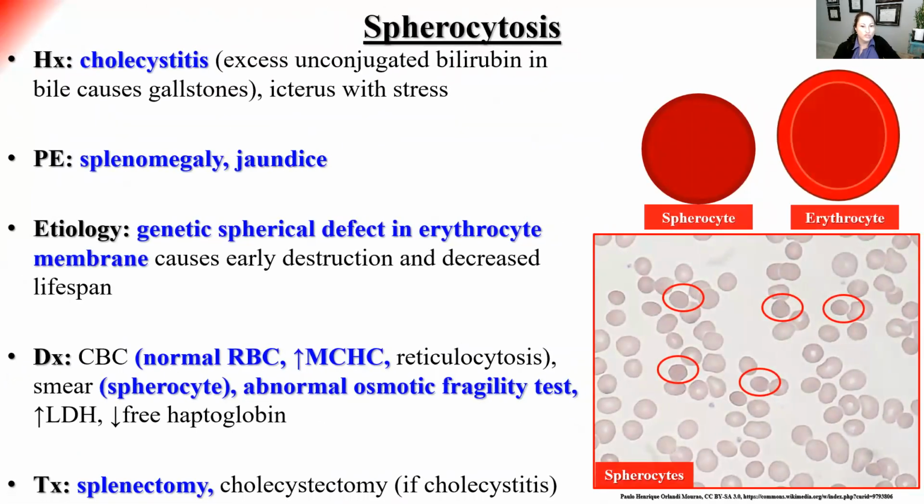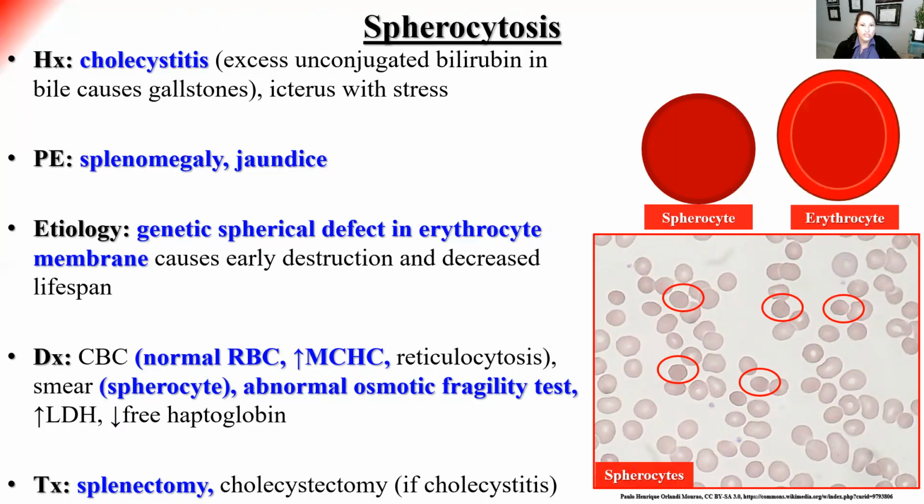Next, we have spherocytosis. Spherocytosis is a genetic defect where they develop these sphere-shaped cells, sorry, that's hard to say, instead of the biconcave disc. So you can see the normal erythrocyte over to the right there, and then you see the spherocyte. Because there's a defect in the membrane that causes early destruction and decreased lifespan of these red blood cells, they're constantly having elevated hemolysis.